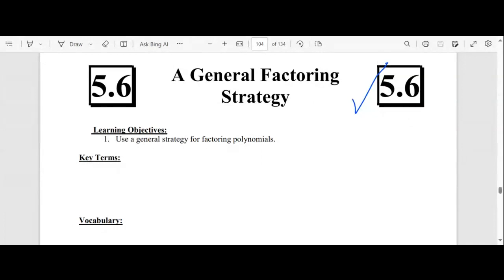Okay, section 5.6, a general factoring strategy. Use the general strategy for factoring polynomials. Okay, quick review.